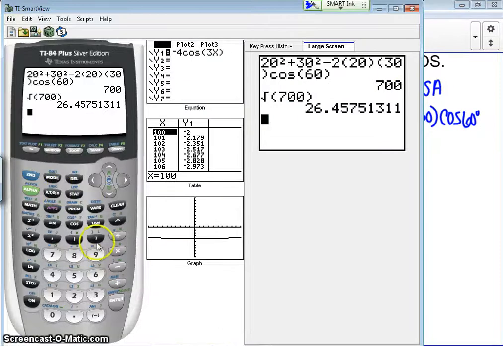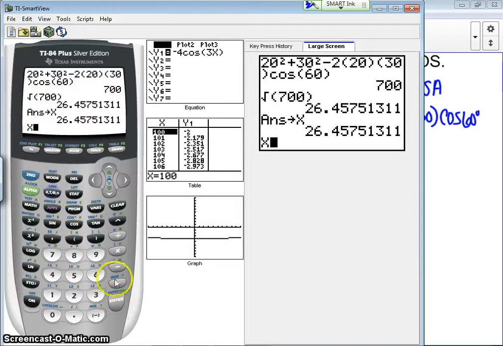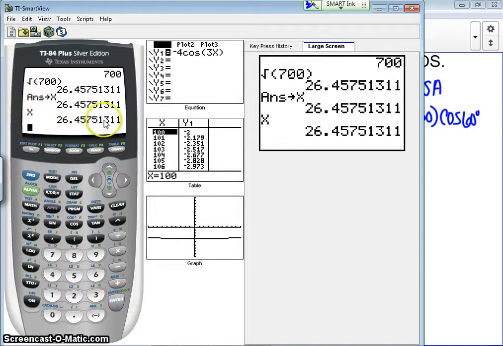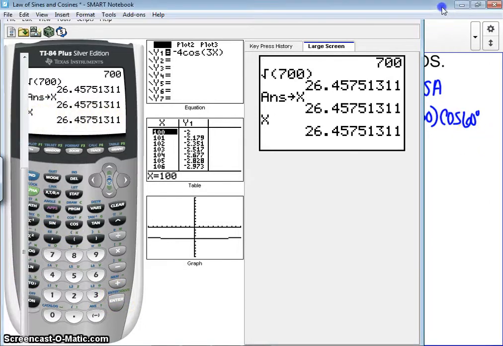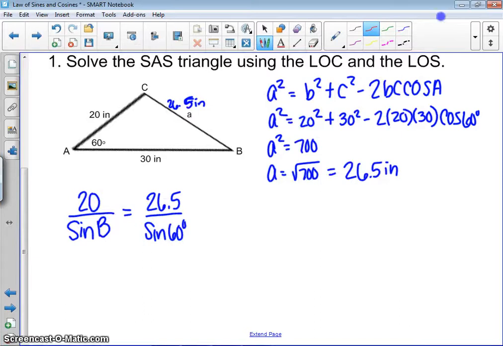So in my calculator, what I like to do is use this little store feature. So I'm going to store all these decimals that I got for the square root of 700 to store that for x. And so what that does is now anytime I hit x, it knows that it's really just 26 point all those decimals, and it stores them all for me. And so when I go to solve this law of sines, I'm going to solve it just like normal. This is 20 sine 60 equals 26.5 sine B.